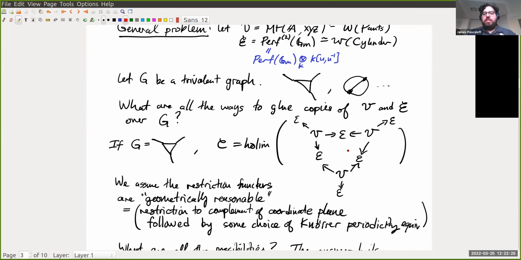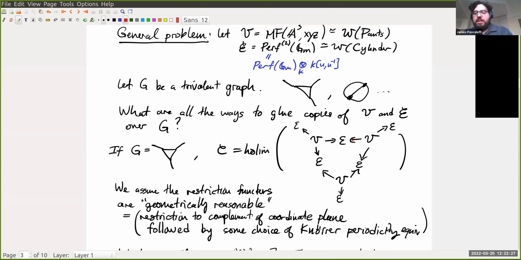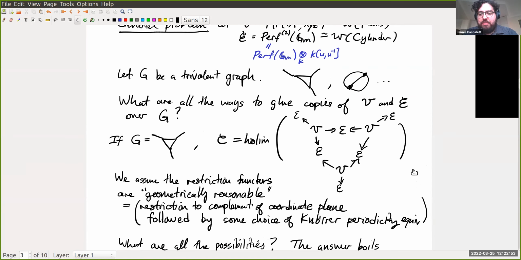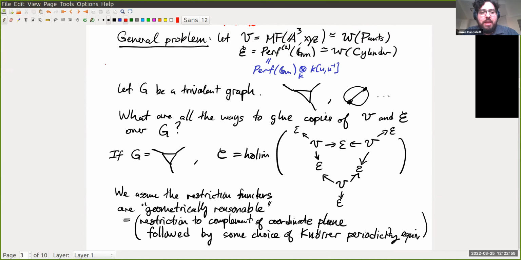I want to consider that these restriction functors, so that's like the functor from V to E, I want to assume that those functors are, quote, geometrically reasonable, meaning that they look at least roughly like what you would expect to get from geometry. So, the basic kind of local model here would be, for example, in this MF XYZ case, let me see, maybe I'll write it here. Sorry, I didn't leave myself enough space right here. Maybe I'll just write it up here.